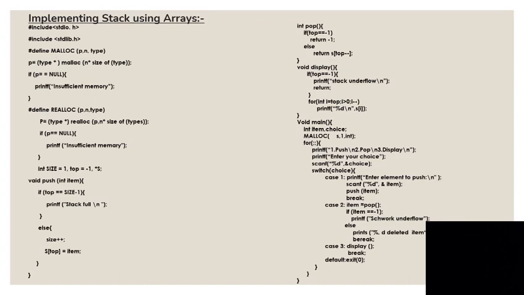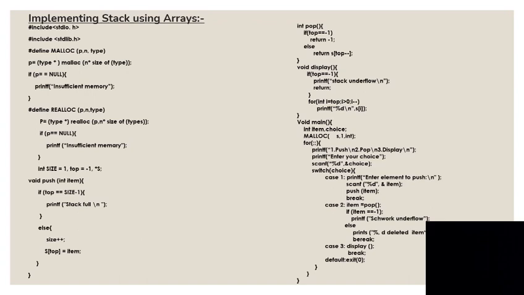In the next line, we used define to define the malloc function which is passed with three parameters p, n and type. Malloc is used to allocate dynamic memory for this stack. Next we are checking whether the allocated memory is null or not. If it is null, then the printf statement will print insufficient memory. In the next line, we defined the realloc function, which means reallocating the memory.